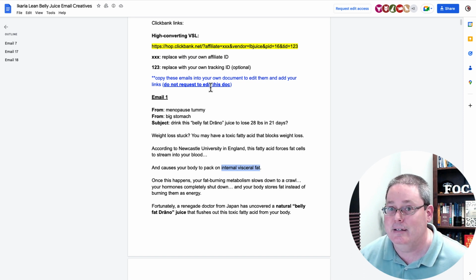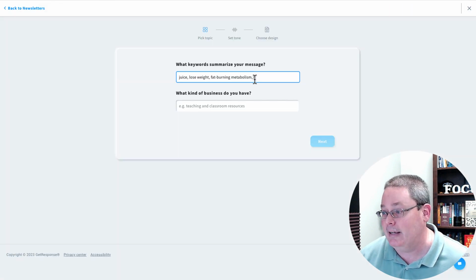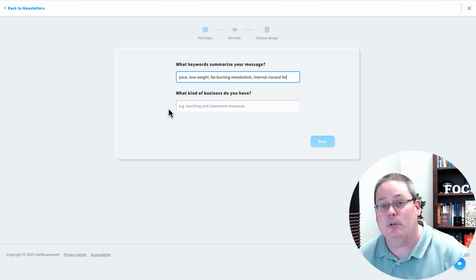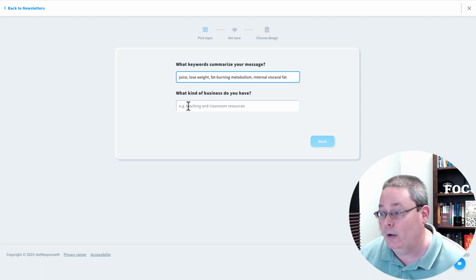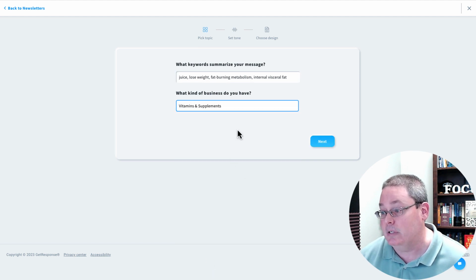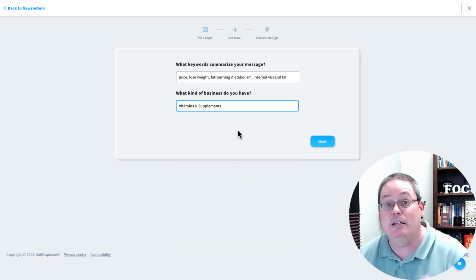Quick note, you could feed this into ChatGPT and have it pull out keywords, but that kind of defeats the purpose. The purpose here, or the idea, is to use the AI generation tool inside of GetResponse to build an email for you. What kind of business do you have? Here again, we're looking at health, so we'll go ahead and say vitamins and supplements because that's what this product is, a vitamin and supplement.